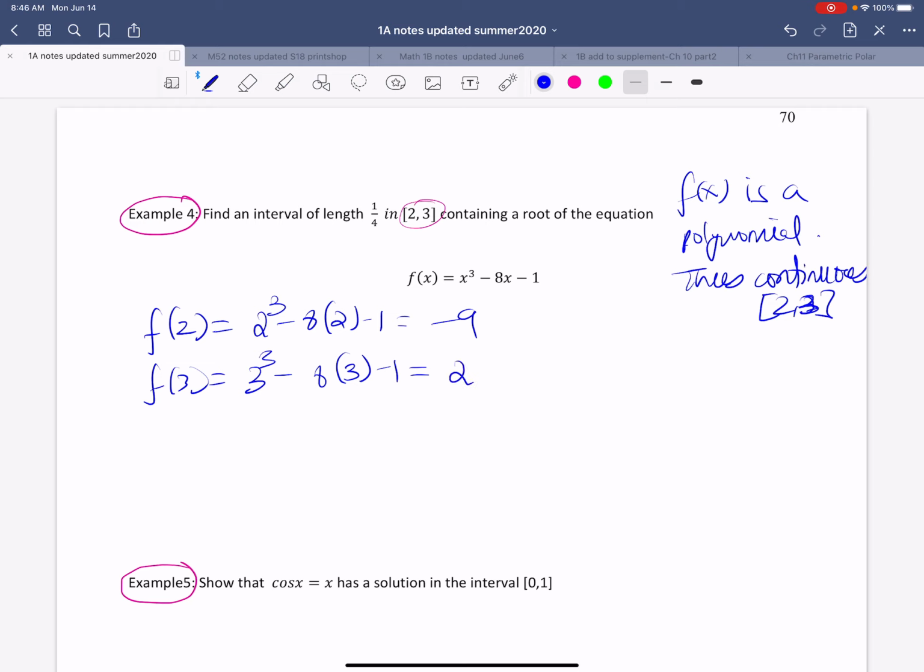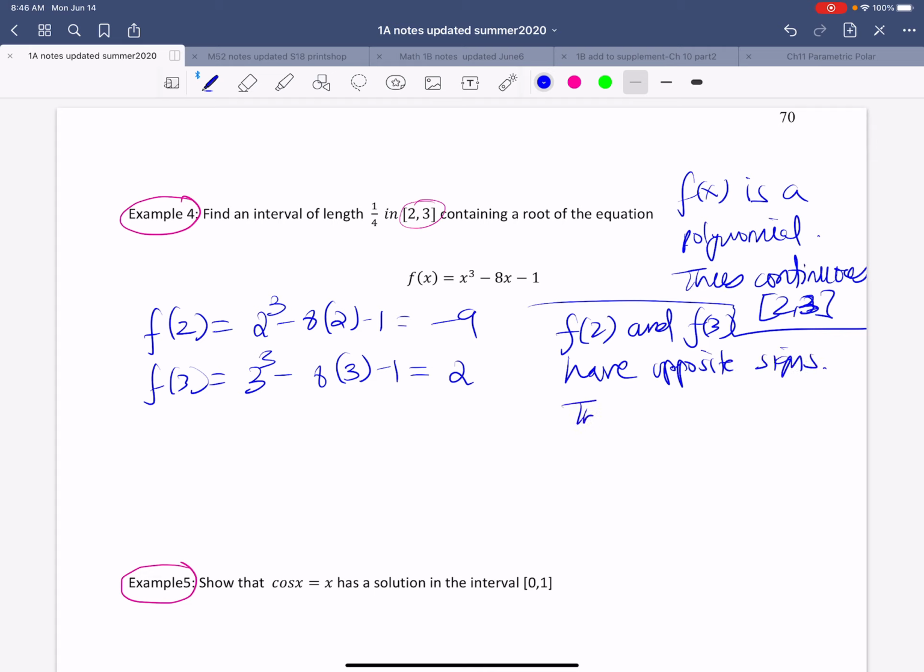So f of 2 and f of 3 have opposite signs. There is a 0 in the interval 2 to 3. So what we're going to do now is cut that interval in half. We already know that f of 2 was negative and f of 3 was positive. So we're going to cut it into 2 intervals and look at the interval 2 to 2.5 and 2.5 to 3.